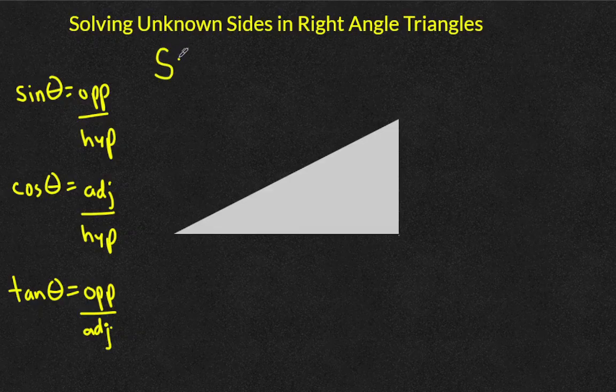And that is called SOH CAH TOA. And what that stands for is sine uses the opposite over the hypotenuse, cos uses the adjacent over the hypotenuse, and tan uses the opposite over the adjacent. SOH CAH TOA. And if that helps you remember them, hooray! That'll be great on you.